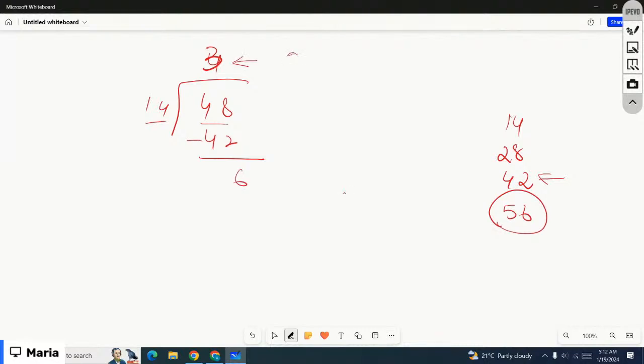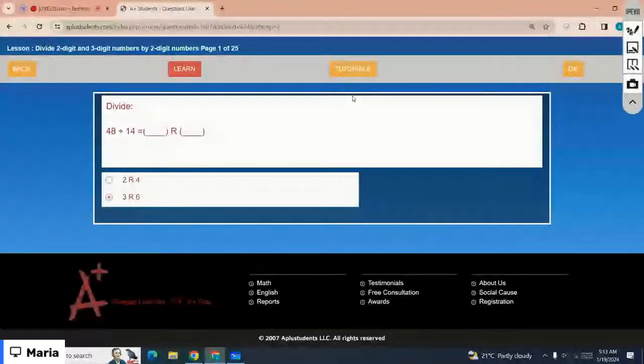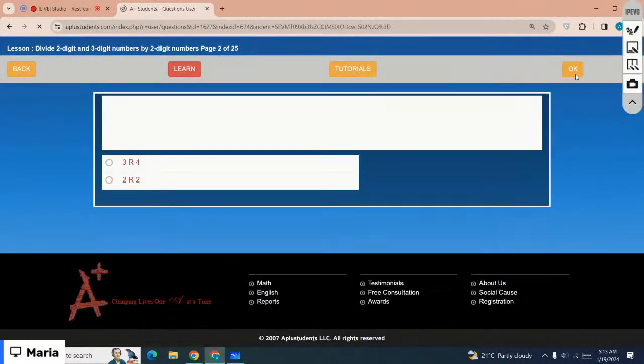So this is the quotient and this is the remainder, right? So you can write the answer like this: 3R6. The quotient is 3 and the remainder is 6. Got it? The correct option is the second one. 3R6 is the correct option. Got it, everyone? If you have any question, you can please ask. The next one is, I think, isn't that the same one we just did?